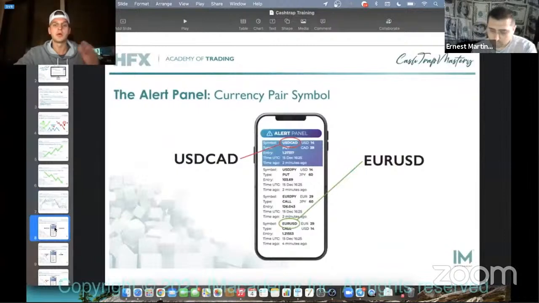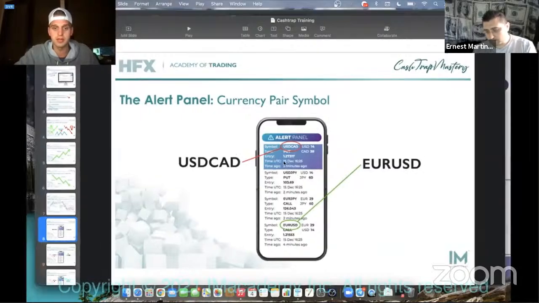All right. So Cash Trap kicks out trades, and it's going to tell you multiple things. The very first thing it's going to tell you is what currency pair to trade. Now I'm going to go back and forth between the PowerPoint and Cash Trap live. Right now you will see on symbol it says USD CAD.